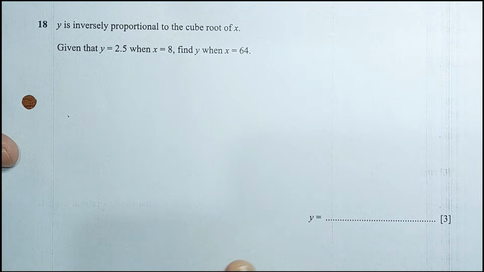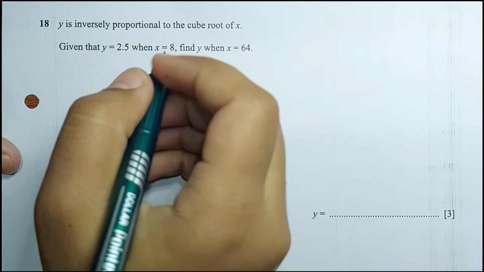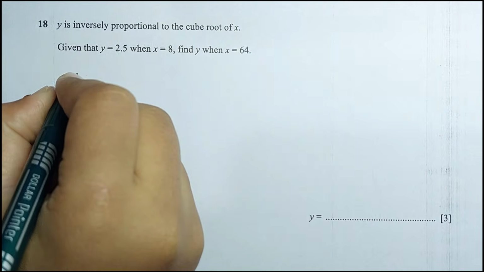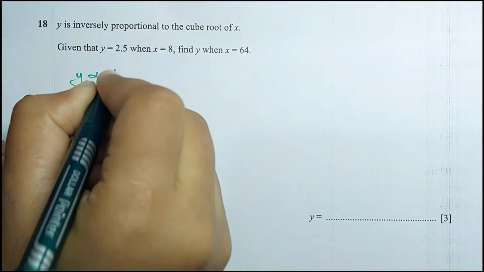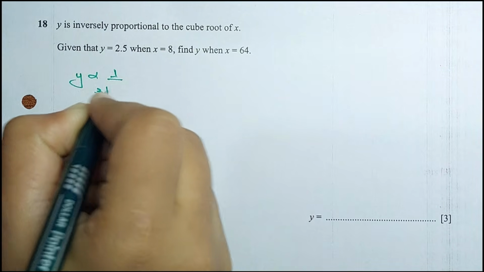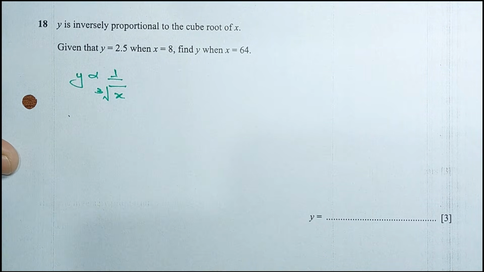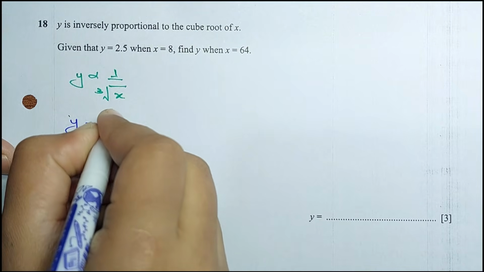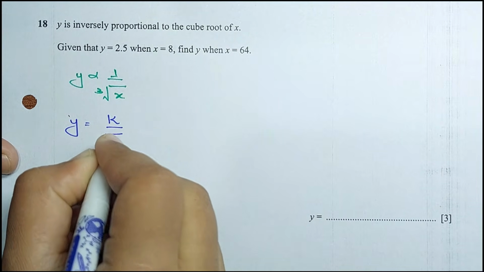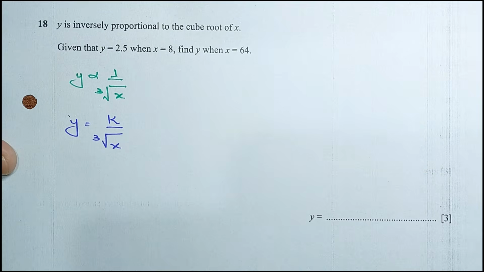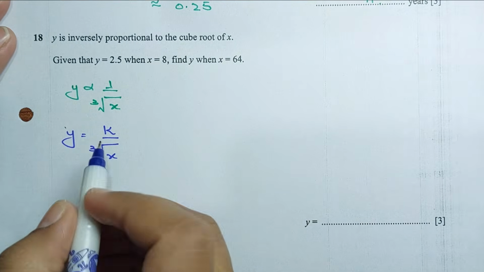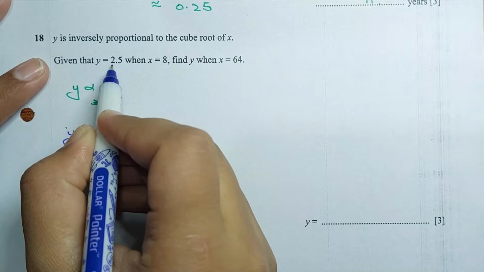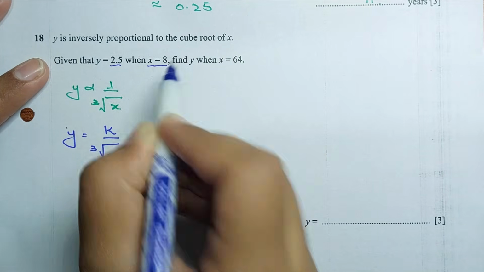Question number 18, y is inversely proportional to the cube root of x. So what does that mean? That y is inversely proportional to the cube root of x, right? So we can rewrite this: y equals some constant of proportionality k divided by the cube root of x, right? All right, and given that y is 2.5 when x is equal to 8.